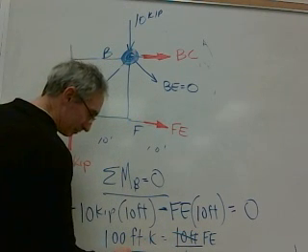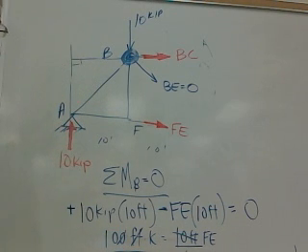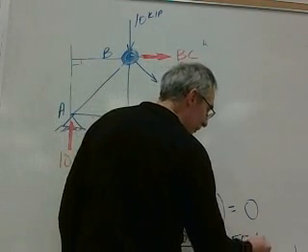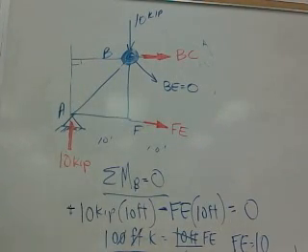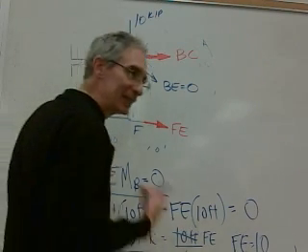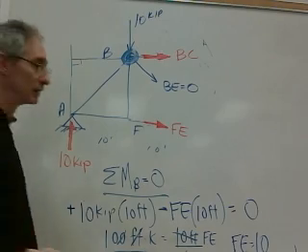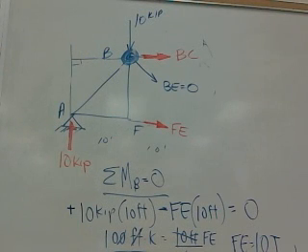What does FE equal? 10 kips. Now, that came out to be a positive 10, didn't it? That means that the direction of FE is correct. Remember, I started out assuming that it acted away. So what does that mean to me? The same thing it meant when we were in method of joints. It means tension. So FE is 10 kips tension.